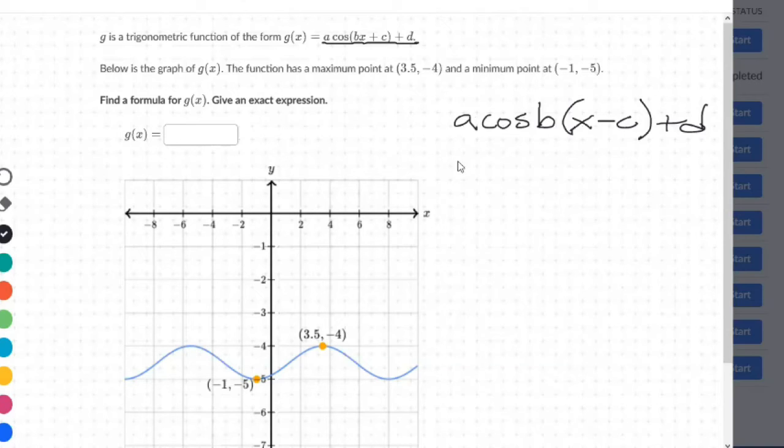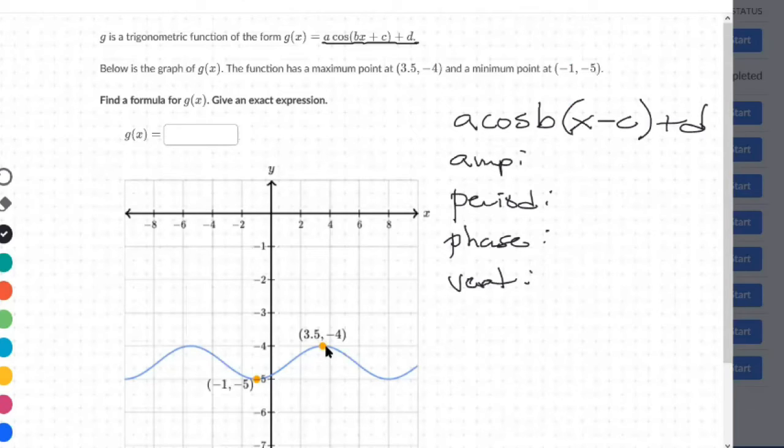So I'm going to go through and just find all the parts. So I'll start with amplitude, then I'll find the period, I'll find the phase shift, and then I'll find the vertical shift. Oops, vertical shift. And I'm just going to go through each part. So if I look at the points here, they give us a maximum and a minimum. And it's important to remember that amplitude is not the difference between the max and the min. It's the difference between the midline and the max or the min. And so it's only half of that.